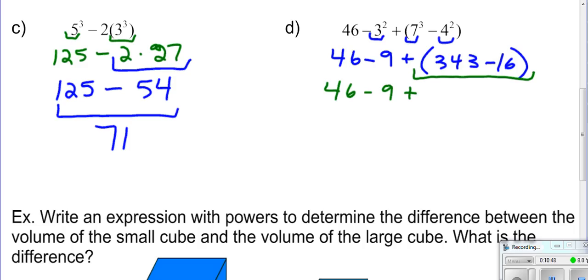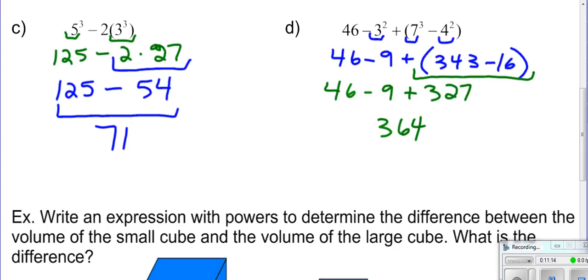So 343, take away 16, we get 327. And so 46, take away 9, plus 327, and we get 354. Oh, sorry, 364. I typed in 36, not 46.